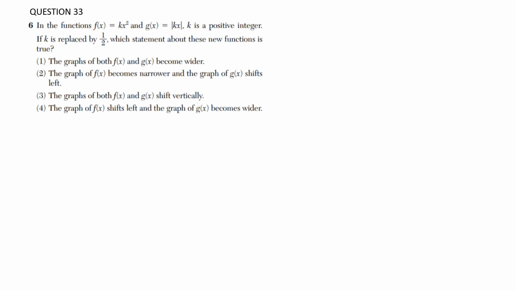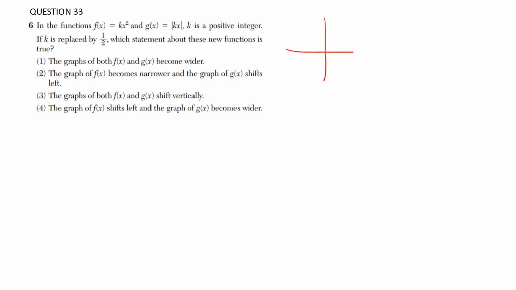So question 33 asks, in the functions f of x equals kx squared and g of x equals the absolute value of kx, k is a positive integer. If k is replaced by 1/2, which statement about these new functions is true? So we know that if we were to place a fractional value, less than 1, into this coefficient, typically graphs get wider. Let's give an example of x squared. Let's start with x squared, then let's add the 1/2 coefficient to it.